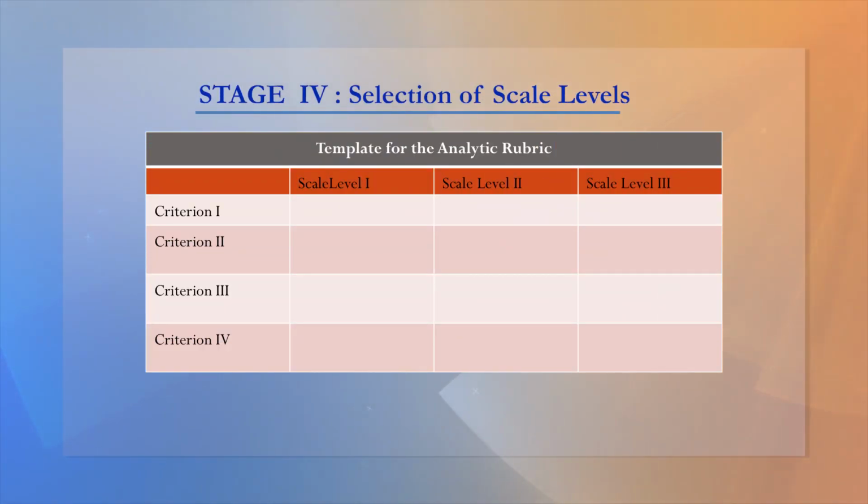After creating the criteria or dimension, in the next stage, we select the scale levels for the rubrics, which indicates how well or poorly the task has been performed. These scale levels usually are written at the top of each column of the grid of an analytic rubric as shown on the screen. So, the first task we need to do is to decide on the number of the scale levels. That is, to decide how many levels there should be.